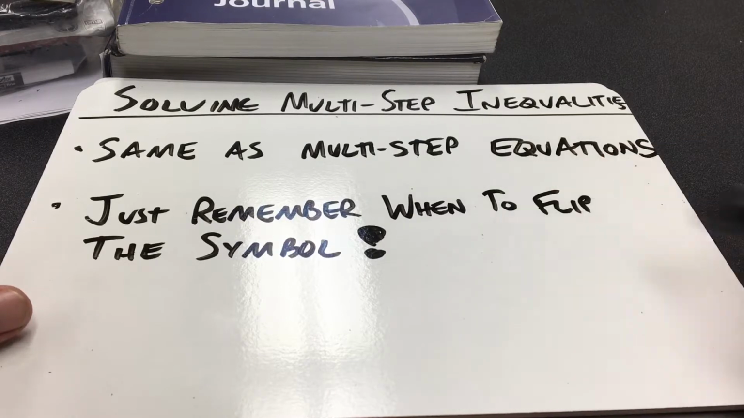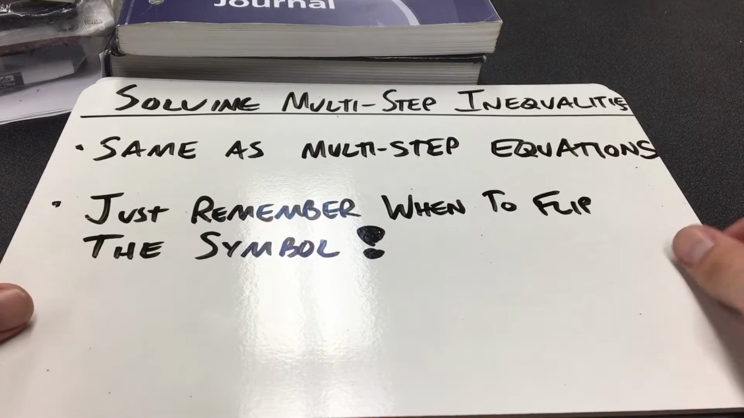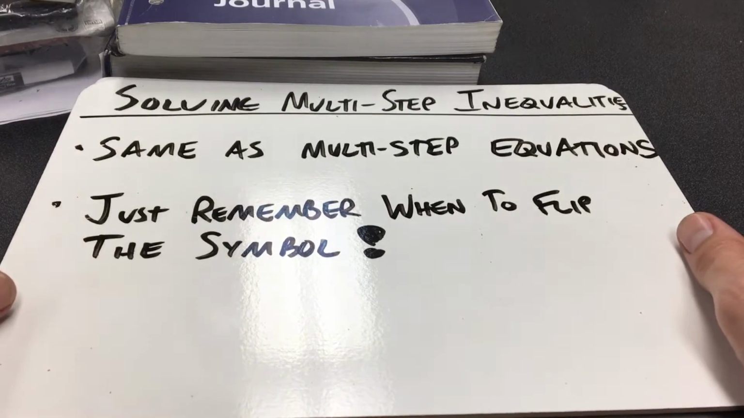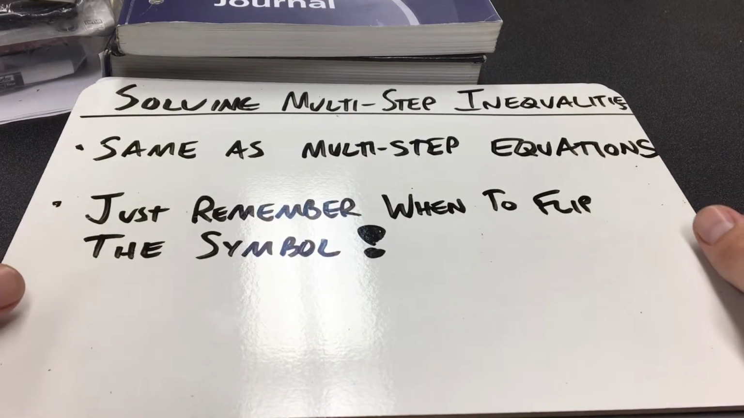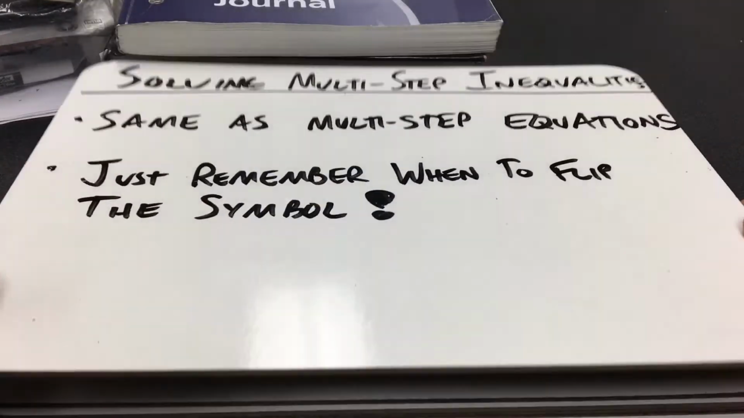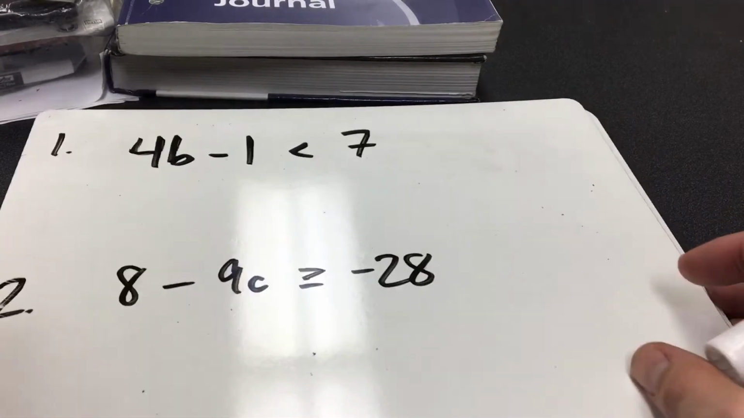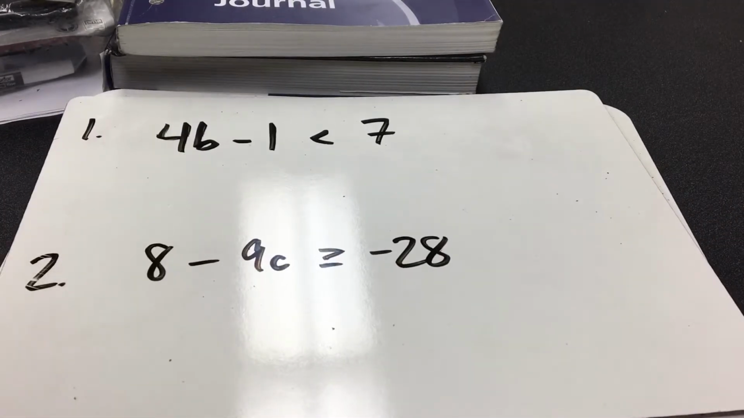The only thing we might need to know is when to flip the inequality symbol, and we talked about that in lesson 2.3. You only flip the inequality symbol whenever you multiply by a negative number or divide by a negative number on both sides. So I apologize, this glare from the lights is going to be in my boards, but here are some examples. We'll run through these pretty quickly.